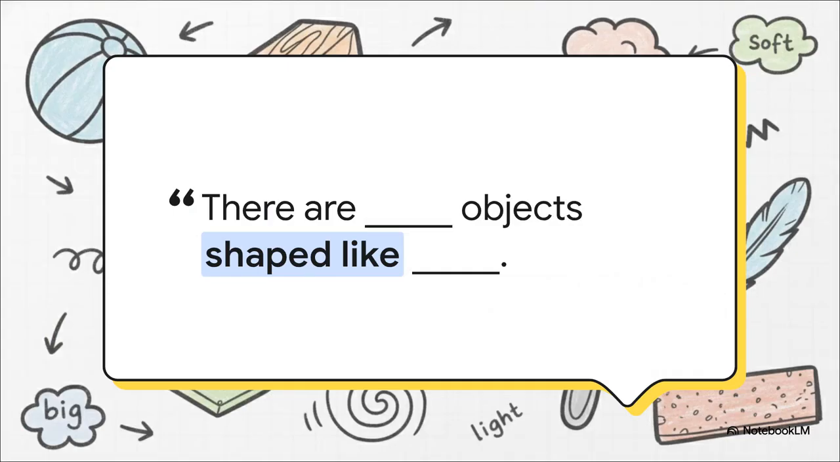When you build your interactive word wall for Lesson 1, you're going to use these exact sentence frames. You will say, there are blank objects shaped like blank, and there are blank objects the color blank. This script is exactly how you will sound when filling in the frames with your students. It gives them a safe, highly structured way to practice their new supporting vocabulary.